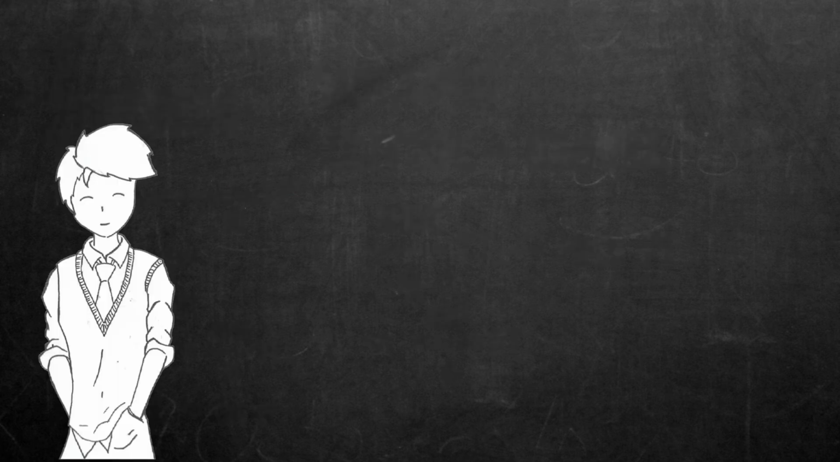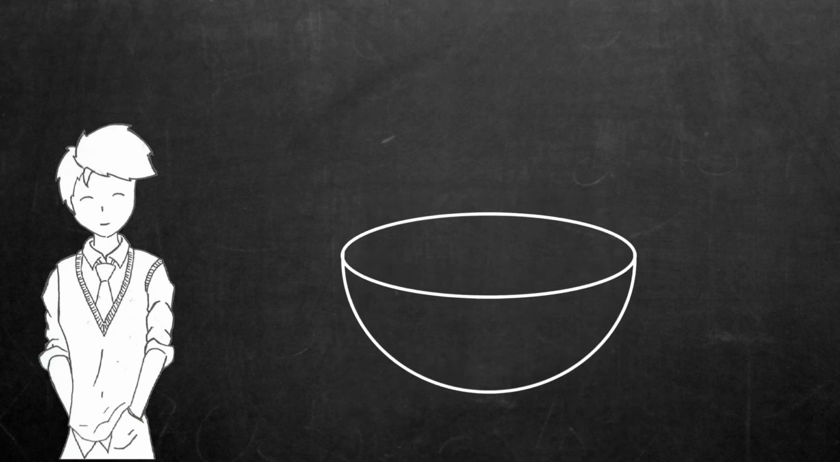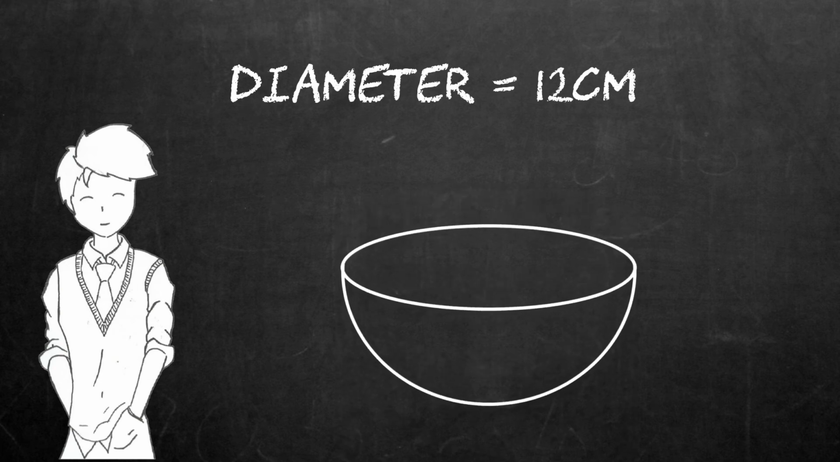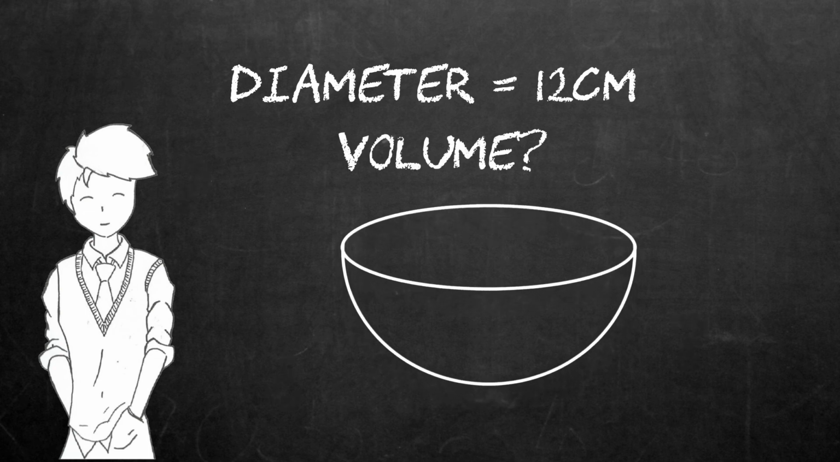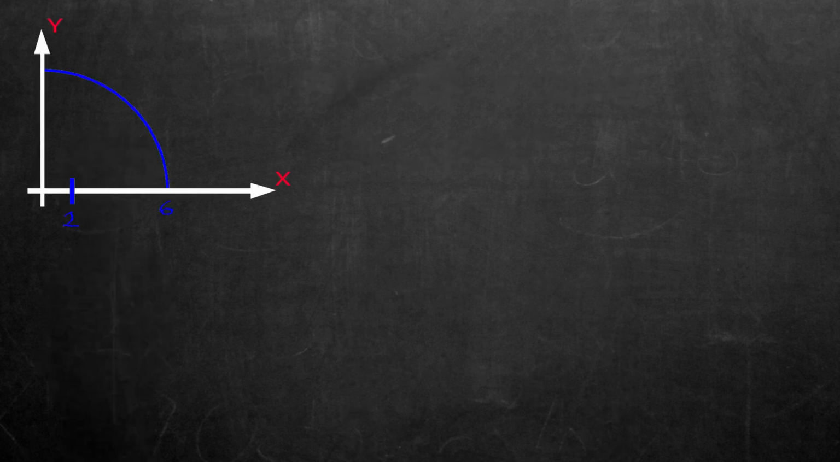How about one morning you want to have breakfast? You take a bowl shaped like a hemisphere with a diameter of 12 cm and start to wonder how much is the volume of milk poured at the height of 4 cm. Now look at the equation. x squared plus y squared equals 6 squared. This is the equation of a circle, and 6 is the radius of the circle.